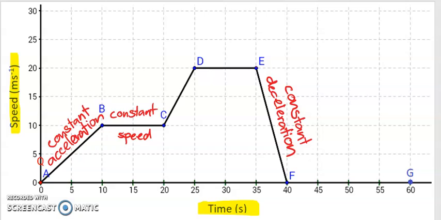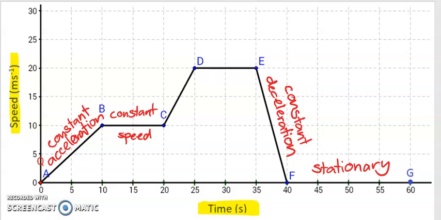Our final section, section F to G, is a flat horizontal line at 0 meters per second. Now, if they're traveling at 0 meters per second, that tells us that they're not moving. So that section tells us that the person is stationary.